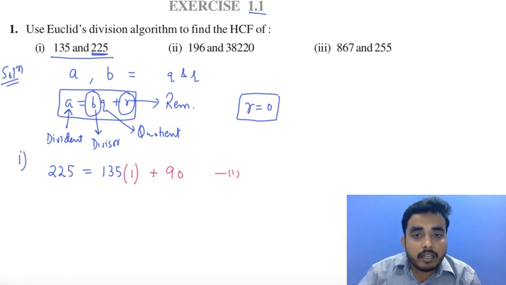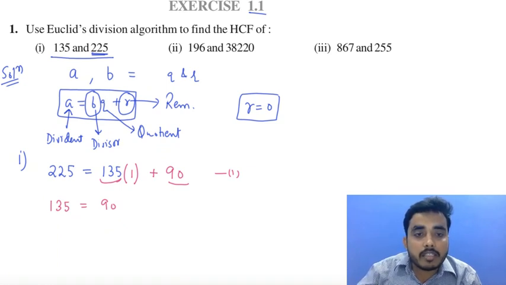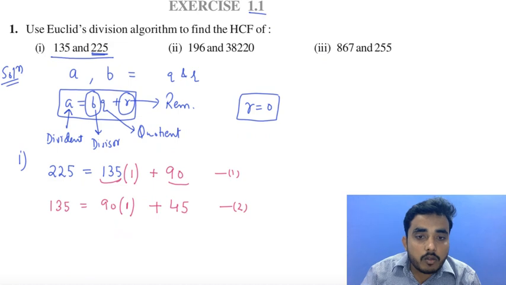As you can see here, the remainder is not 0, so now this will become our new divisor and the divisor here will become the new dividend. So 135 is now acting as a, and 90 is acting as b. For every two integers a and b there must exist q and r. Applying Euclid's division algorithm, 135 by 90, the quotient will be 1 and the remainder will be 45. Still the remainder is not 0.